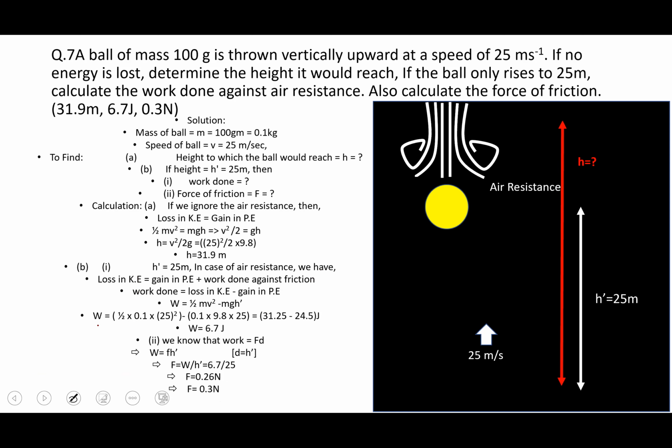W is equal to F into H, where H is the height it attained, which is the distance. So the frictional force will be equal to work done divided by the height attained by that body, which is equal to 6.7 divided by 25, or we can write it as 0.26 newtons or 0.3 newton as well. And this is how we can solve question number 7 in numericals.